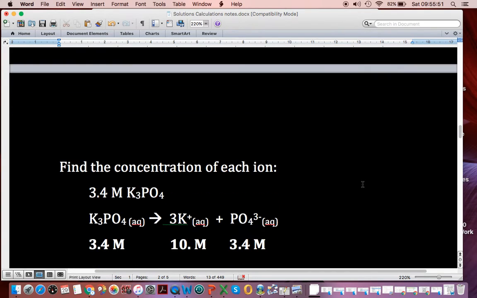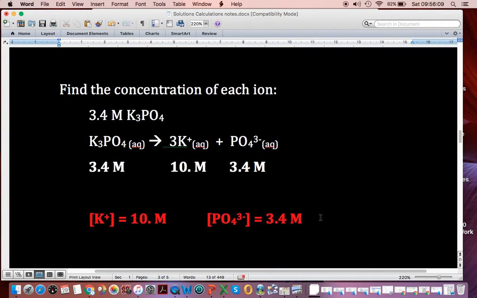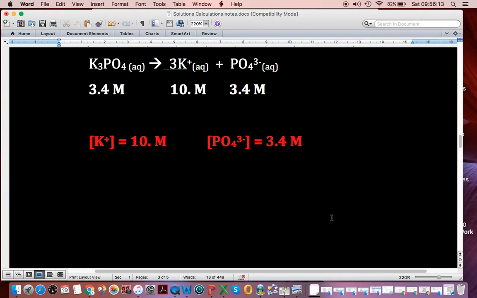Now we have K3PO4. So we take our K3PO4 and we say, hey, 3 K+ and PO4 3-. And now stoich applies. So we have 3.4 times 3. Sig figs are 2, so we end up with 10. 3.4 times 1 over 1 is 3.4. So those kind of questions should be very straightforward.